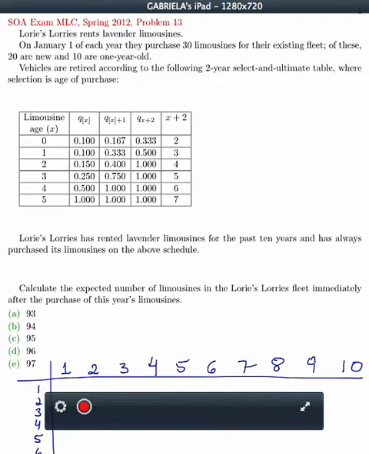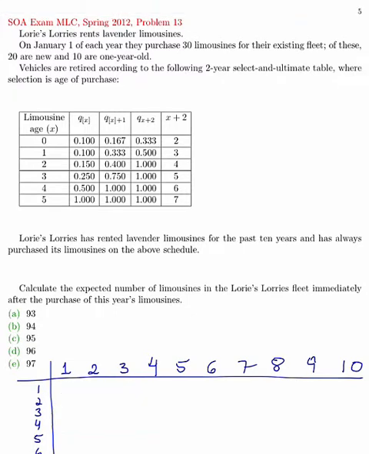Finally, let's look at this problem from the MLC exam, spring 2012. So you have this business, Lorries, that rent lavender limousines. And each year they buy 30 limousines. 20 of them are brand new and 10 of them are 1 year old. And these limousines get retired over time. And this table is telling you what percentages retire each year. So the selection age is the age of purchase, right?